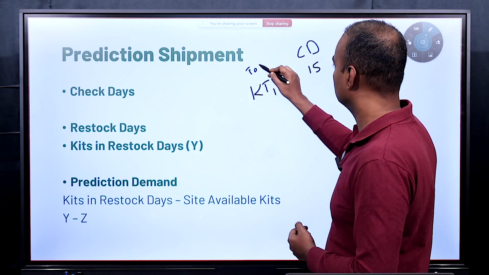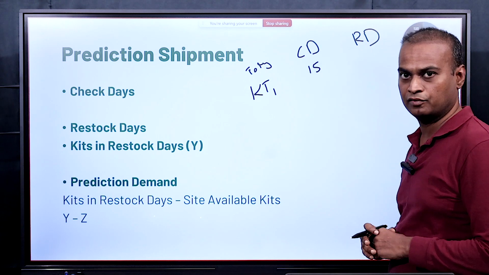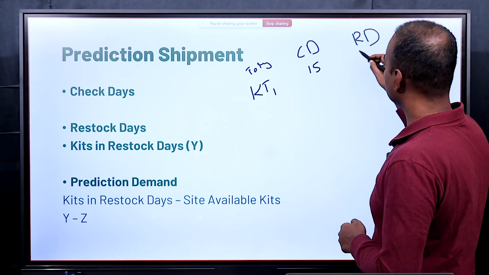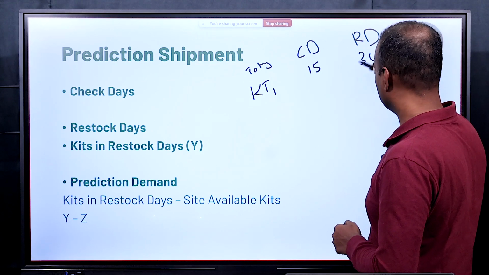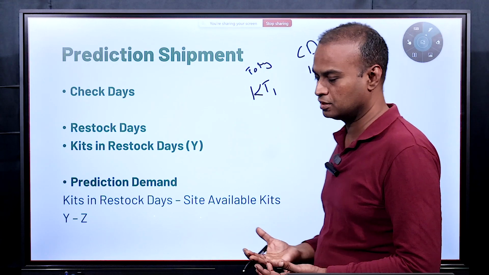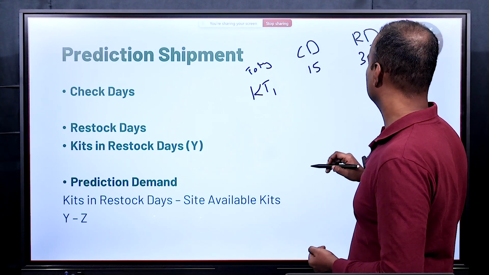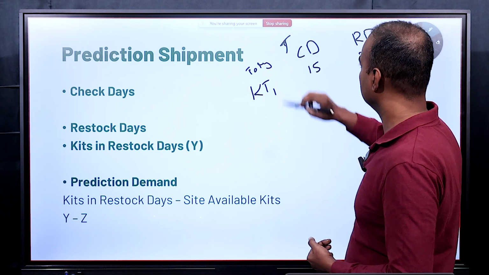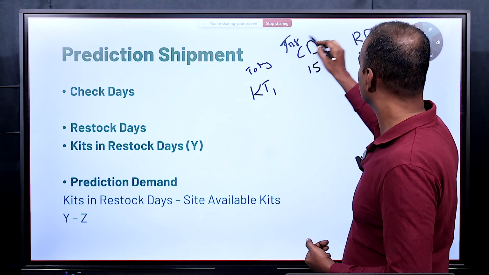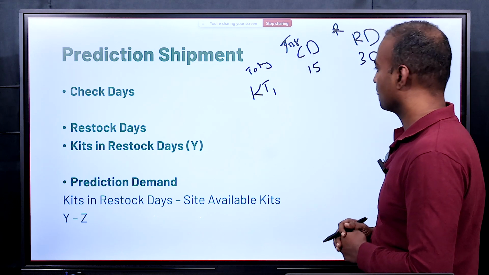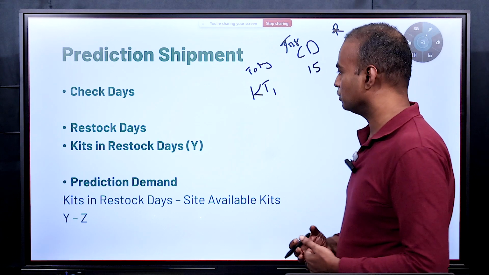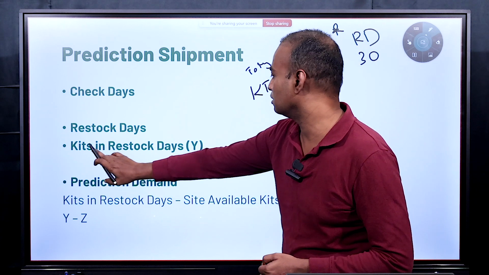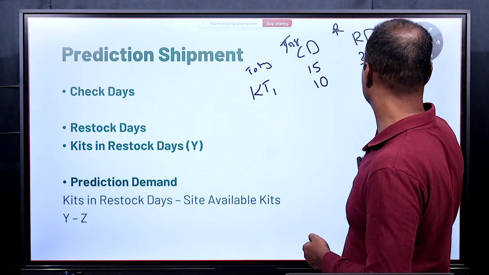From today to 15 days, how many kits are required? It has to check. And if I give restock days as 30, it has to restock the kits for 30 days. This is the check days. This is to raise the shipment. This is to trigger the shipment. This is to replenish the shipment. For example, from today to next 15 days, I need 10 kits. Kits in the restock day is Y.